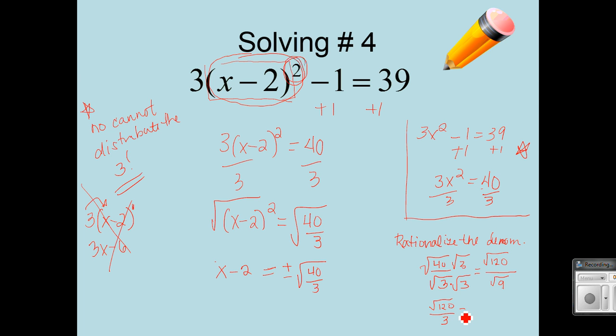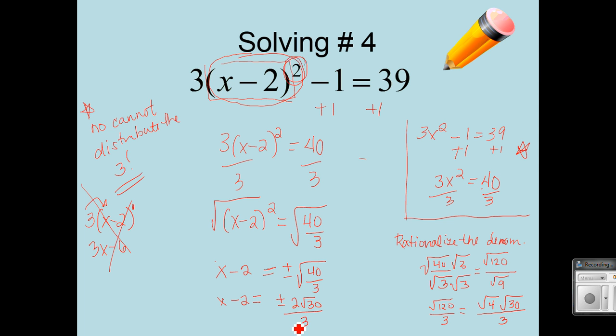And now we can reduce the top. What are two factors that go into 120, one of them being a perfect square? So we can probably do 4. 4 goes into 120, right? How many times does 4 go into 120? I think it goes in there 30. And so the largest perfect square that divides into 120 would be 4. And so our answer here, when I bring it back over here, would be x minus 2 equals plus or minus the square root of 4 is 2, 2 square roots of 30 over 3.